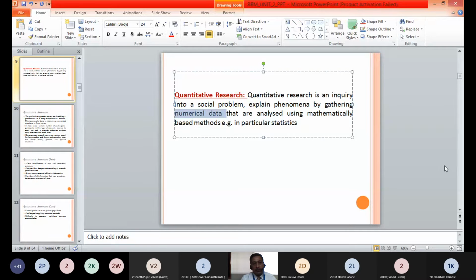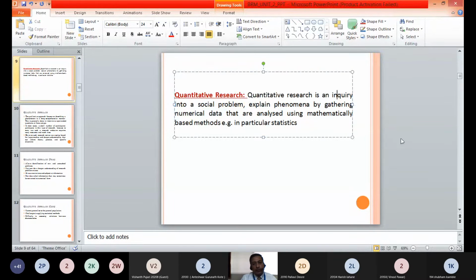So quantitative research is basically numerical data. It is count data, or we can say it is all number data, which is analyzed by using different statistical tools which are available. A few of the statistical or mathematical tools we may study later on.